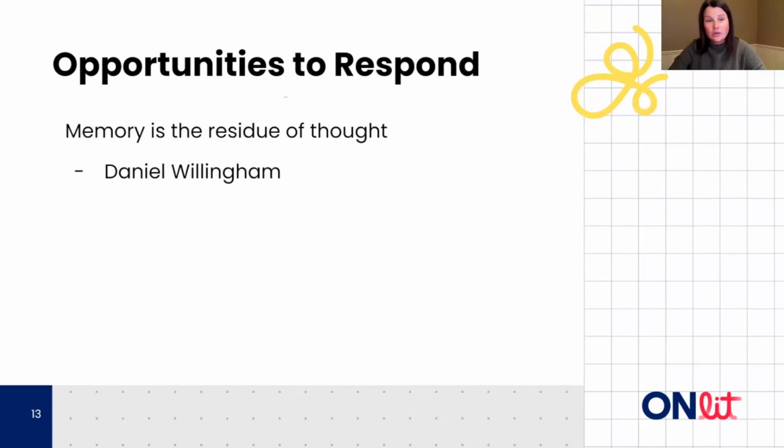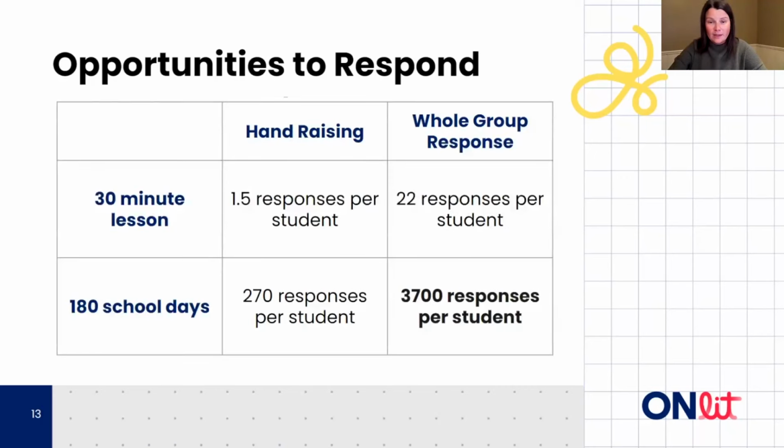To add to this, I want to share these numbers. In a 30-minute lesson, if we use hand raising and have one student respond at a time, at best, you might get 1.5 responses per student. And that is if every student participates. Often you'll have only a few raising their hands and many that will not. So at best, that adds up to 270 a year. However, through whole group responses, that number grows significantly. This practice, when done effectively, is essential for students who require these additional practice opportunities.